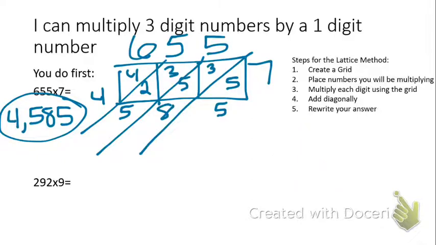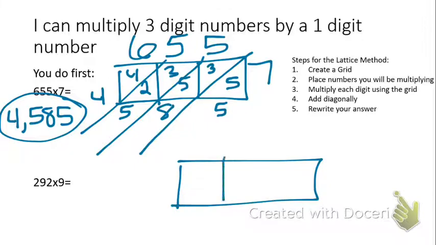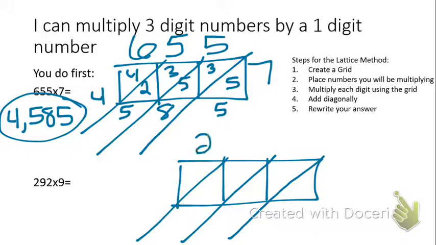You are going to do the exact same thing, but for 292 times 9. Go ahead, pause the video, and try to do this problem from start to finish, and then check your work with me. Okay, so you should have started off with your boxes and your corner to corner and a little extra. You should have placed your numbers. And then you need to start multiplying.